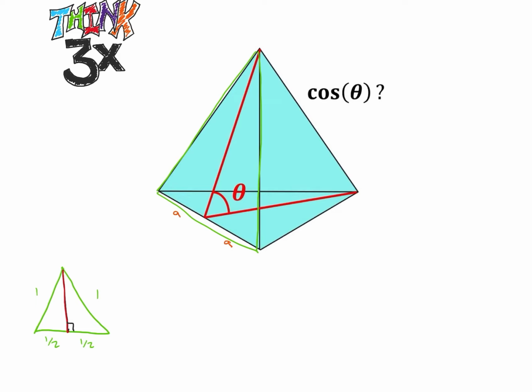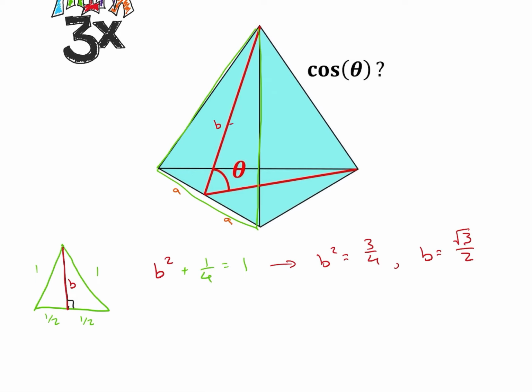So let's look at one of these triangles to figure out what the length of this side B is. I can see that B squared plus 1/4 is equal to 1 squared, which tells me that B squared is equal to 3/4, and subsequently B is equal to square root of 3 over 2. Okay, so B is square root of 3 over 2. And so is this guy, due to symmetry.